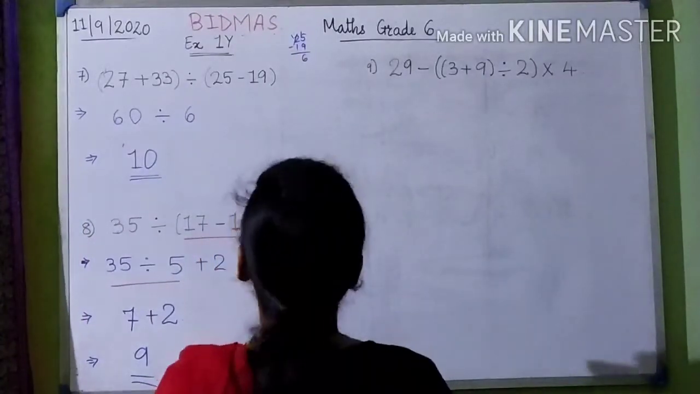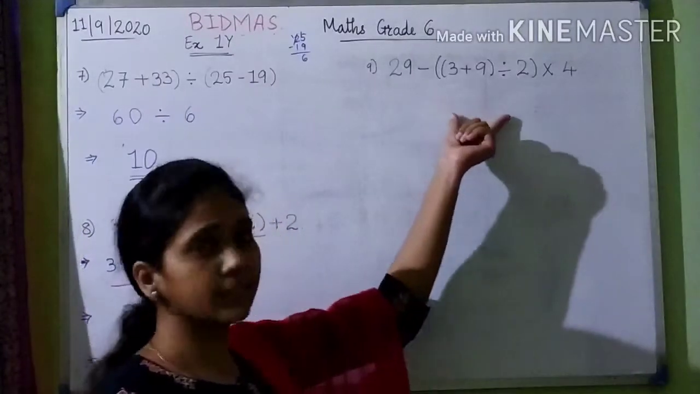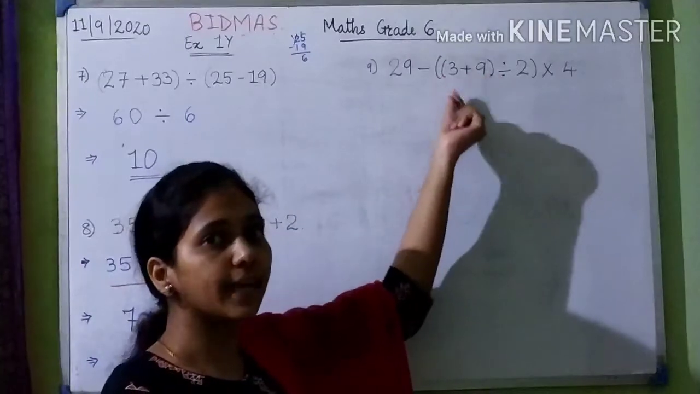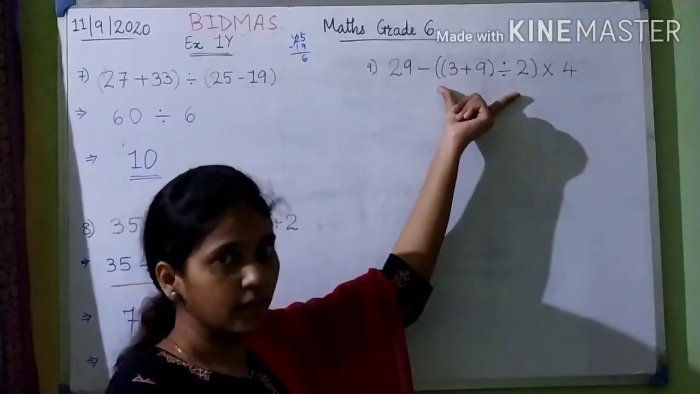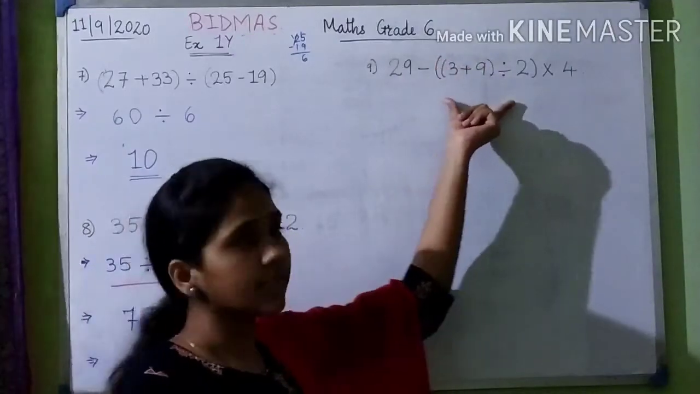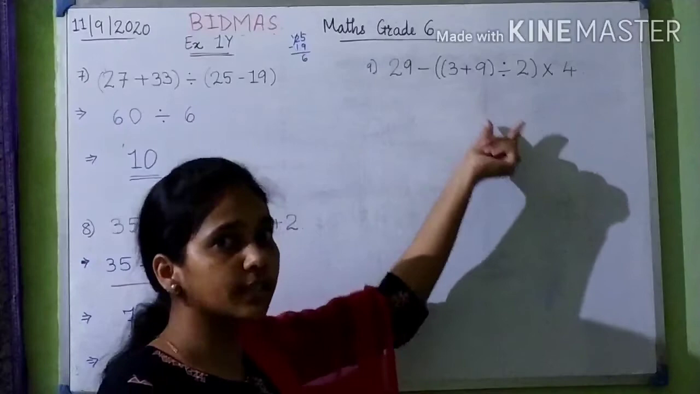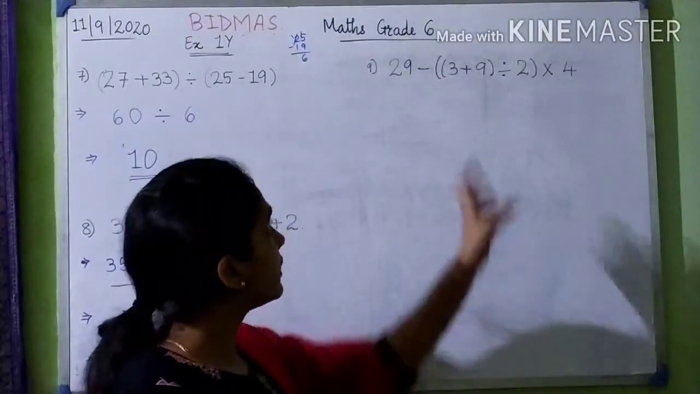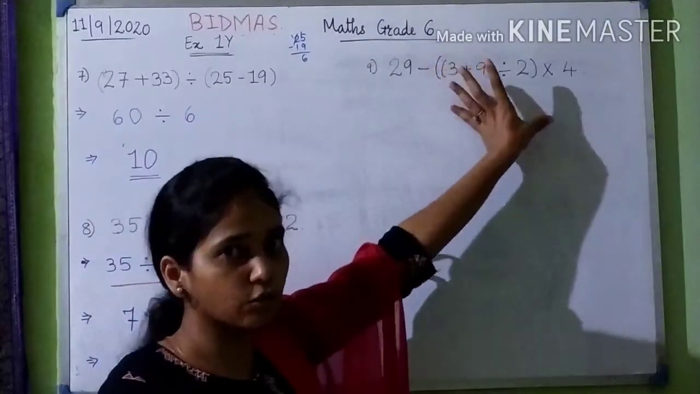Now the 9th one. It might seem a bit different because there are 2 brackets, one inside the other. This 3 plus 9 bracket is inside this bigger bracket. So if this is the case, then we have to first solve the bracket which is most inside. You can have 3 brackets also in place of this. Like here you are having 2 brackets. In some cases you will have 3 brackets also.